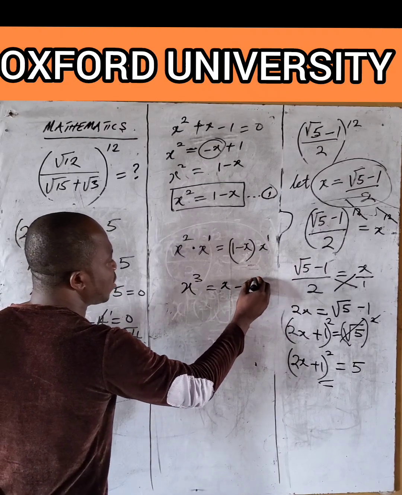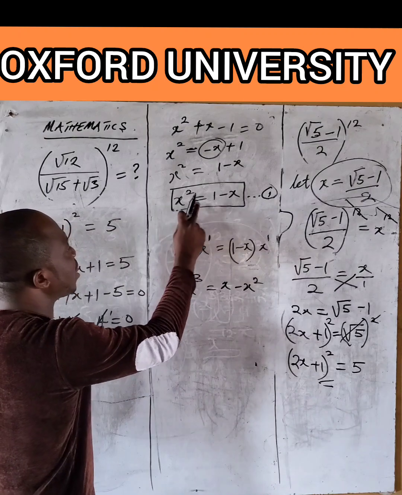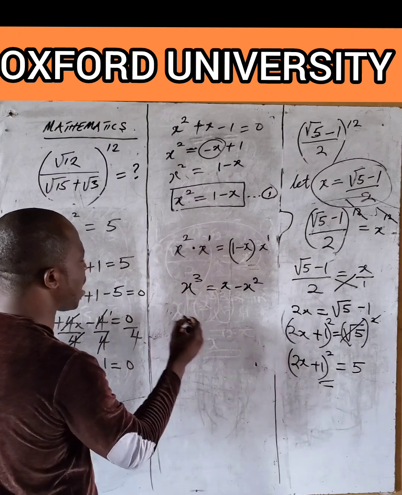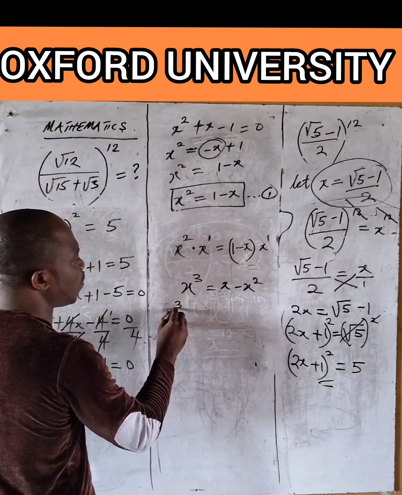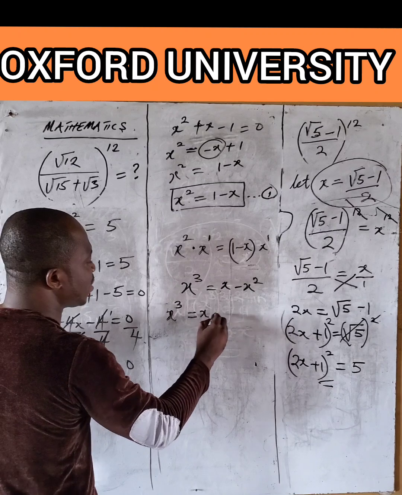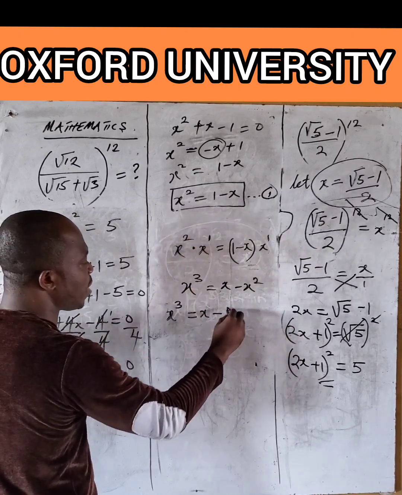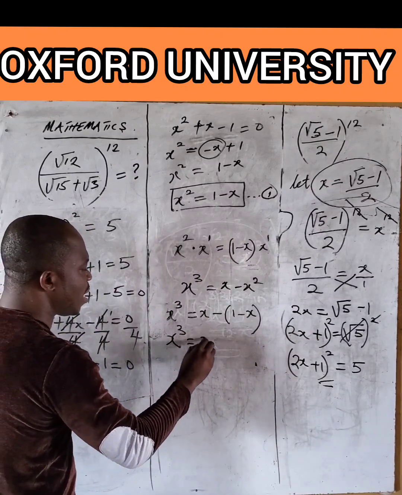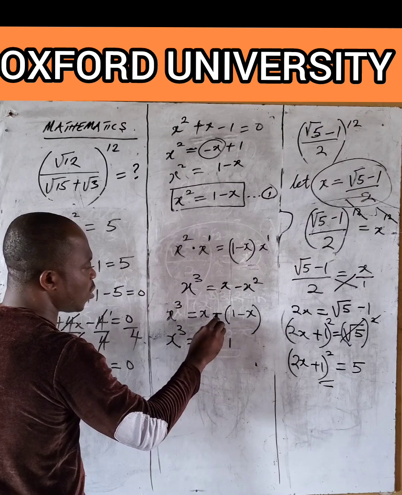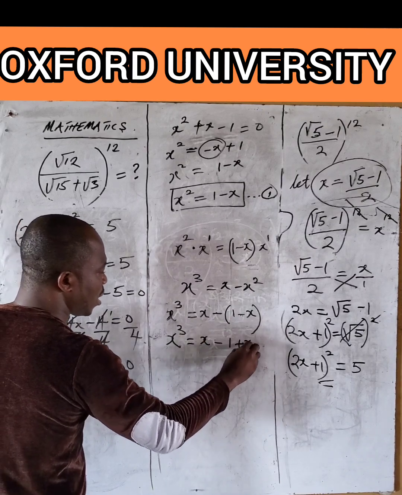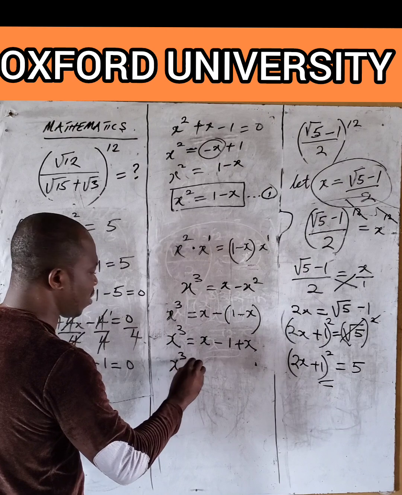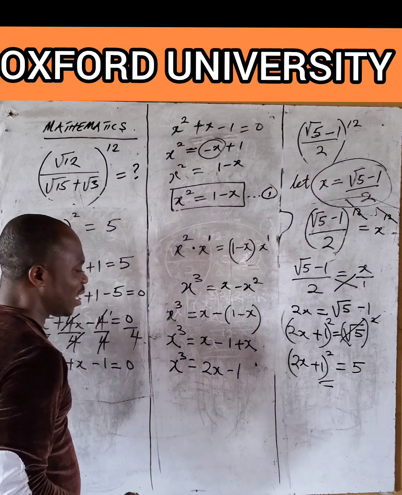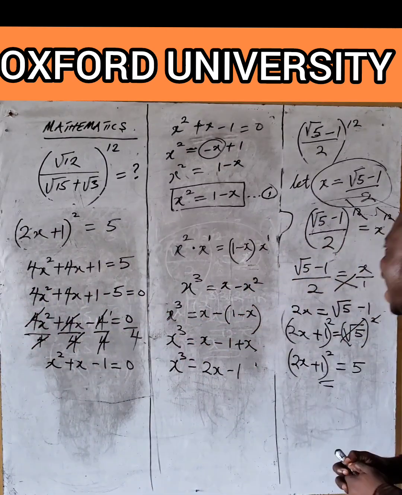x minus x squared. But then recall, x squared is equal to 1 minus x, which means anywhere we see x squared, we substitute it for this, which means we'll be having x raised to power 3 is equal to x minus, what is our x squared? 1 minus x. So we'll be having 1 minus x. As such, our x raised to power 3 will be x minus, here is 1, of course it will affect here, minus times minus will give us plus x. And we'll be having our x raised to power 3 to be x plus x will give us 2x minus 1. Good.